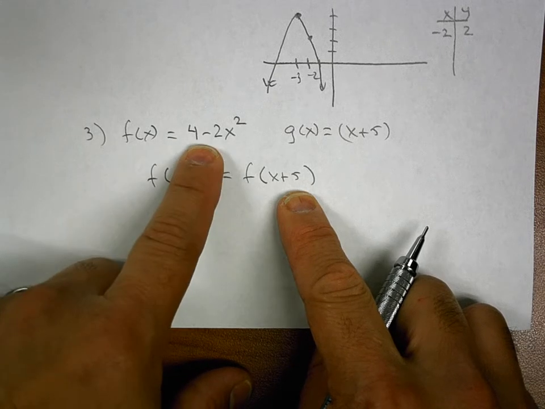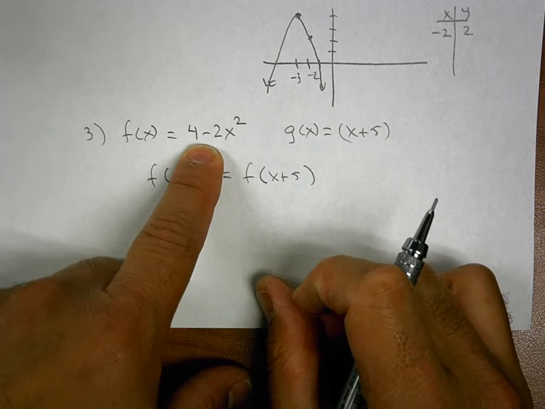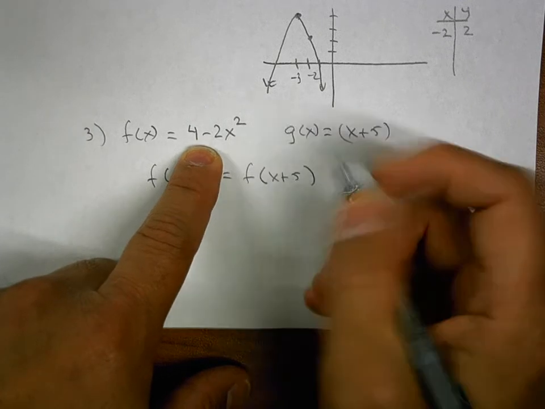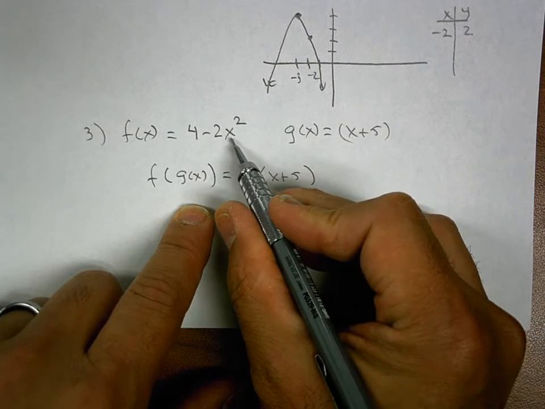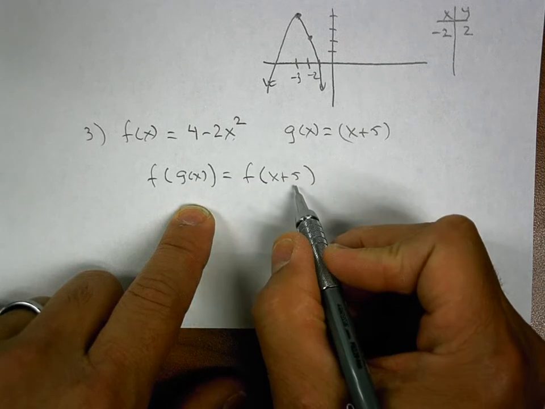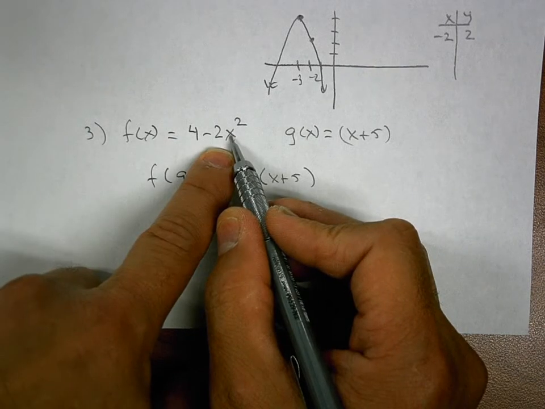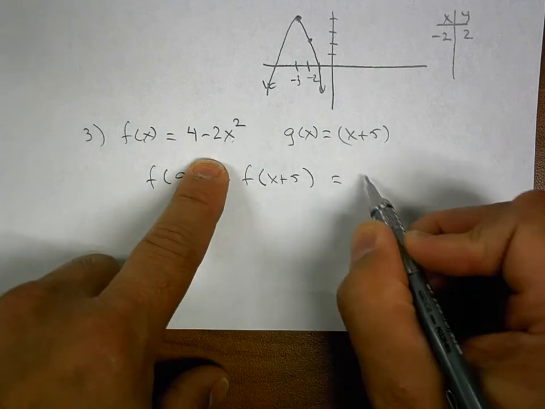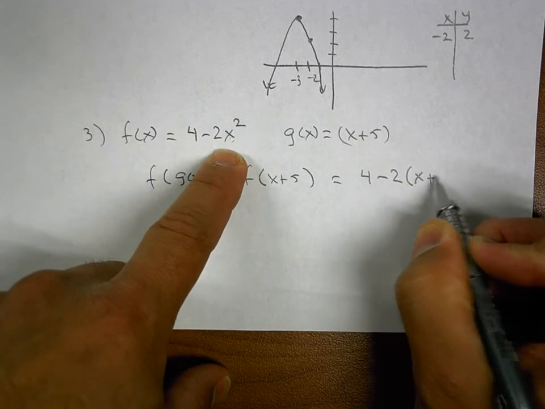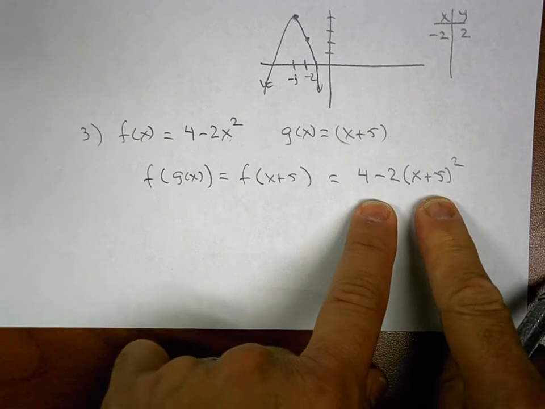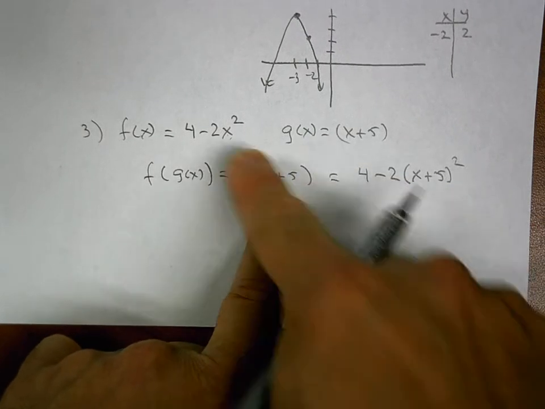Okay, can someone else help? Faith, do you remember? Give it a shot. We're just plugging that into the x of f of x. So f of x plus 5, well, we plug into our f of x, we put x plus 5 there. It's going to be 4 minus 2 times x plus 5, squared. So that's f of g of x, f of x plus 5. Wherever you see x, put x plus 5. Do we see that?